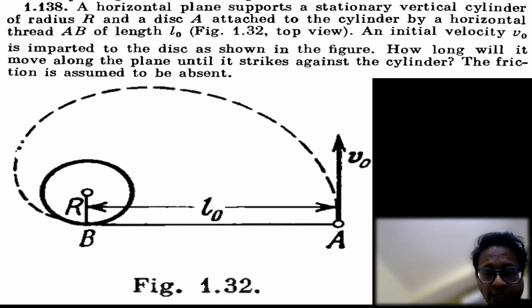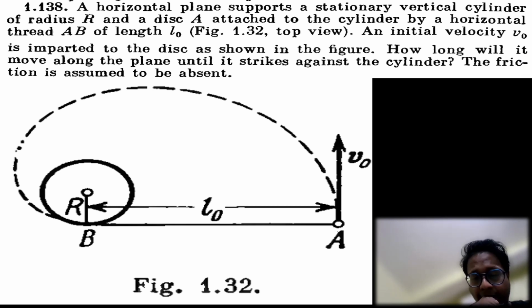Out here, what the question is saying is that a particle is tied to a string and it is given a velocity v naught. So it will wrap around this disk, and while wrapping around this disk it follows this path. The question is asking how long will it move along the plane until it strikes the cylinder. That means I have to find the time taken to strike the cylinder.